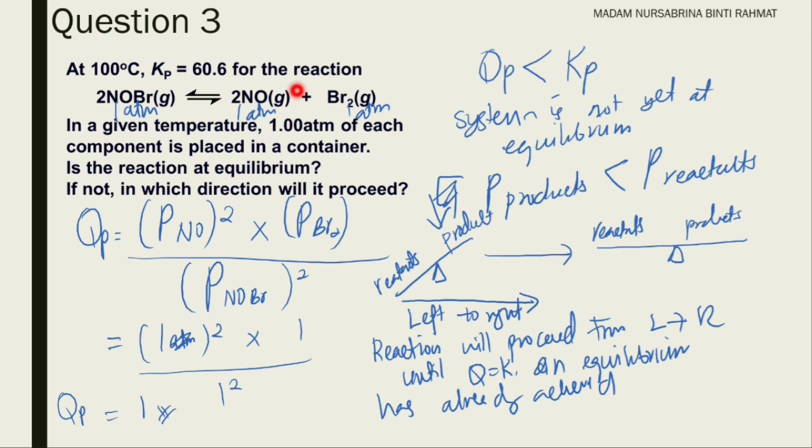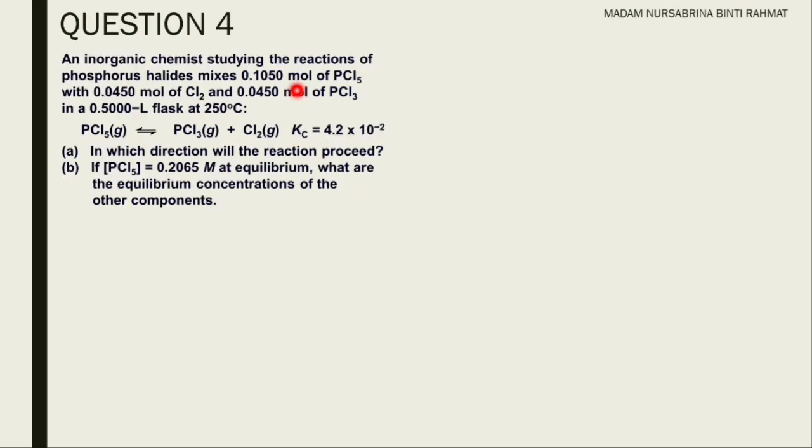But sometimes they might ask you further questions, so let's look at question 4. Instead of just asking you to predict the direction of equilibrium, now you're going to have further questions and calculate something else. In question 4, you are introduced to PCl5, PCl3 and chlorine. First, in which direction will the reaction proceed?